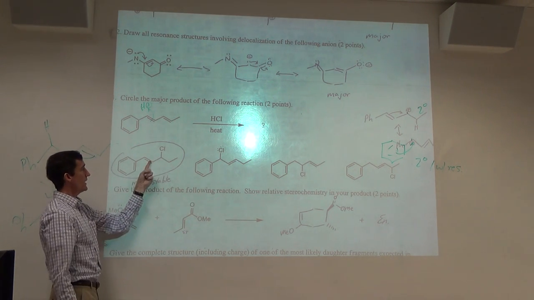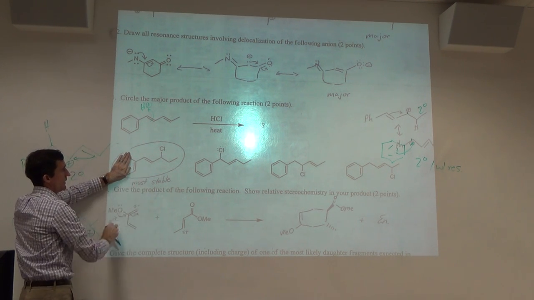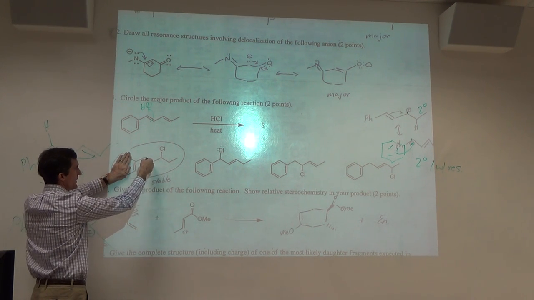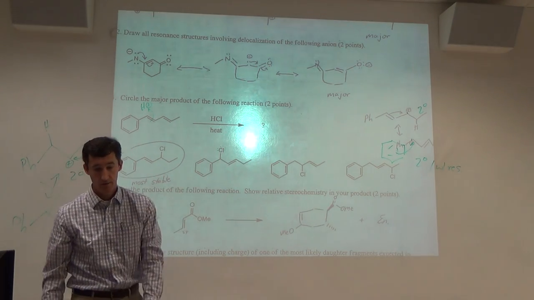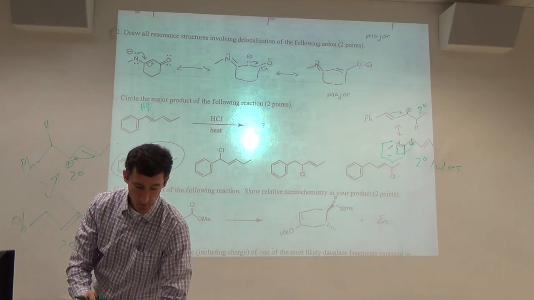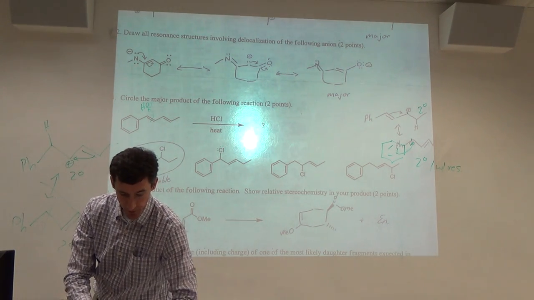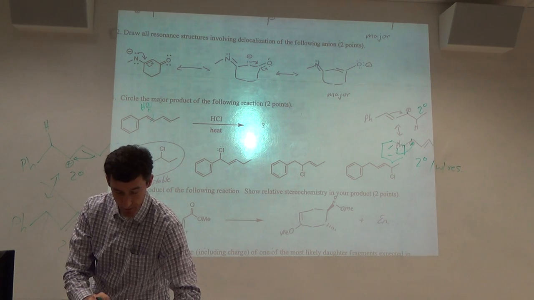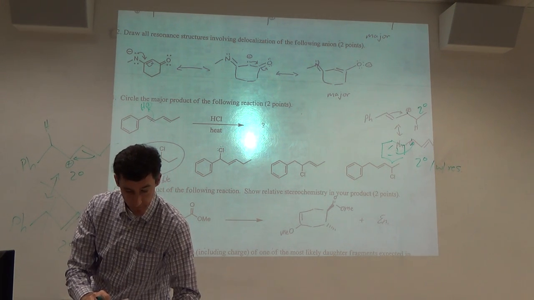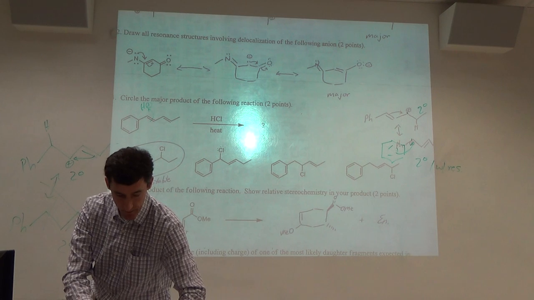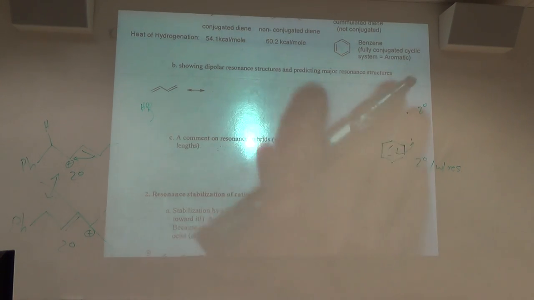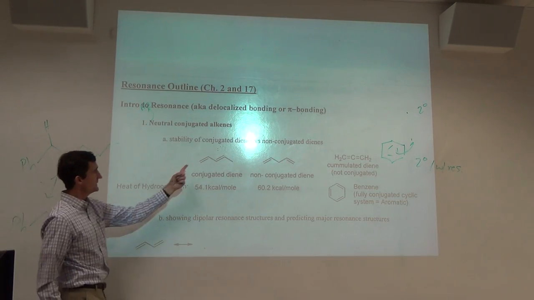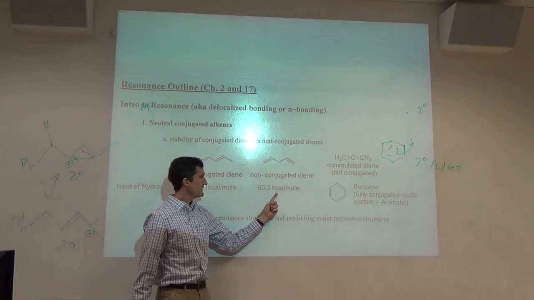Is it better to have a double bond? What if this was just an alkene over here? Would it be better for the double bond to be conjugated with that double bond or not conjugated? Well, hopefully you would say conjugated, because if we go back to the resonance outline, the first thing we looked at was that a conjugated diene is more stable than a non-conjugated diene.